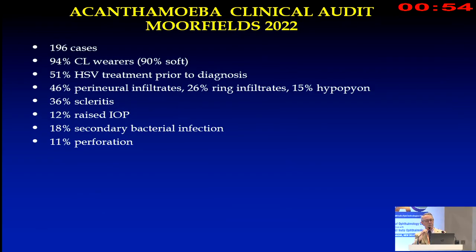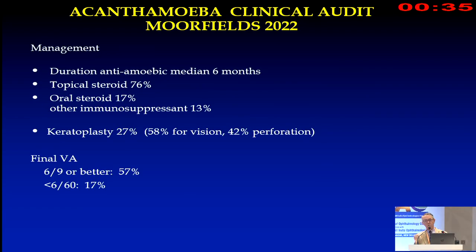Audit of cases. These are Moorfields data from 3 years ago, 196 cases, medical cure in the majority of patients, 36% scleritis, secondary bacterial infection. Look at the high figures, 18%, 11% corneal perforation. These are not very good results, and in a center where we have a lot of experience. Median duration of treatment, 6 months.